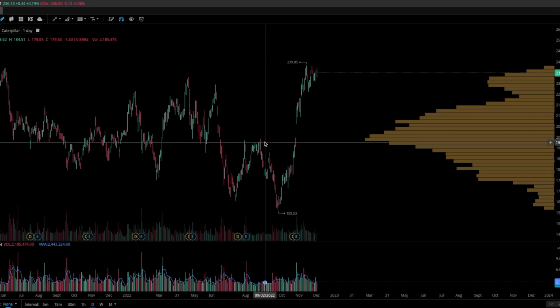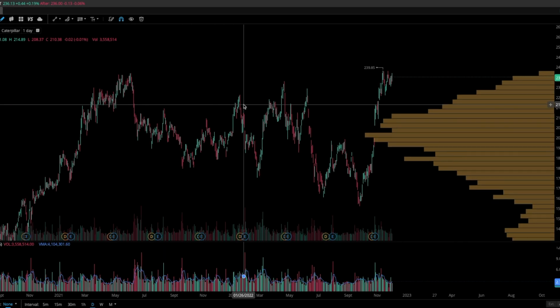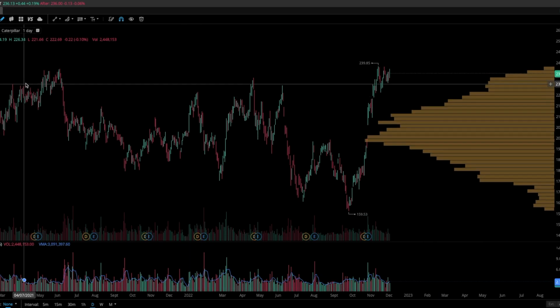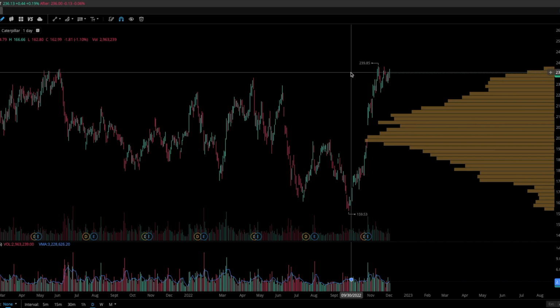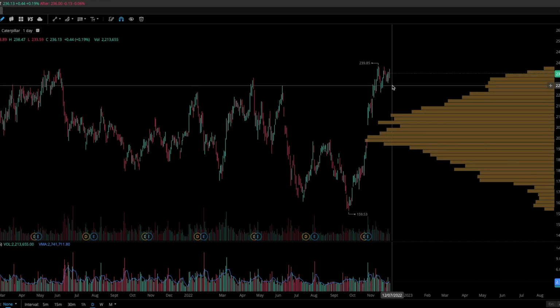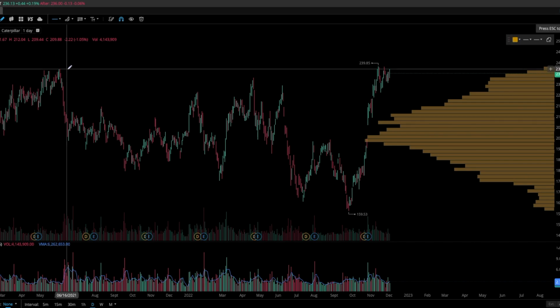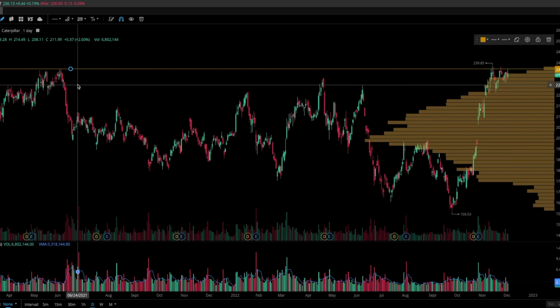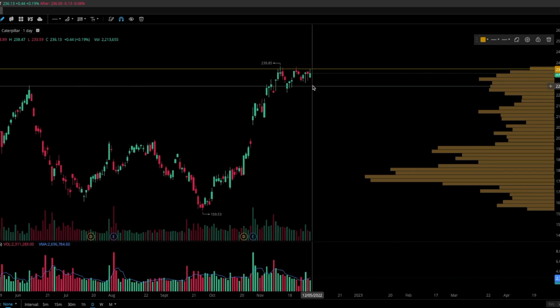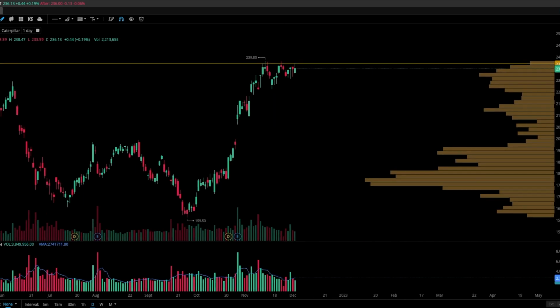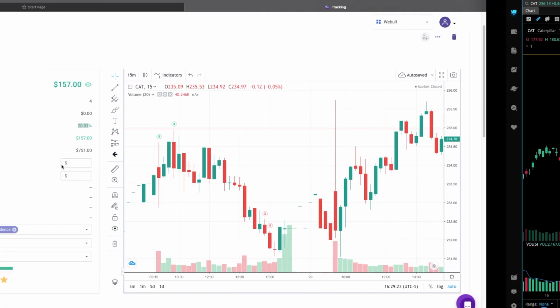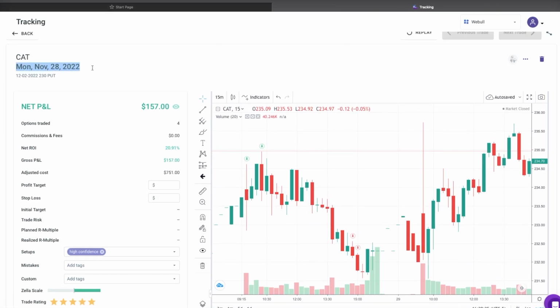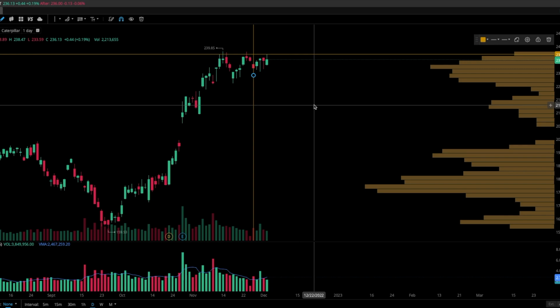Coming here, this is the daily for Cat. What I look for is previous zones, and if you see, we are at highs, right? I mark out a key level. This was the previous high at 238.42, and we reached that level, right? If you see here, I took this trade on Monday, November 28th, on this day.